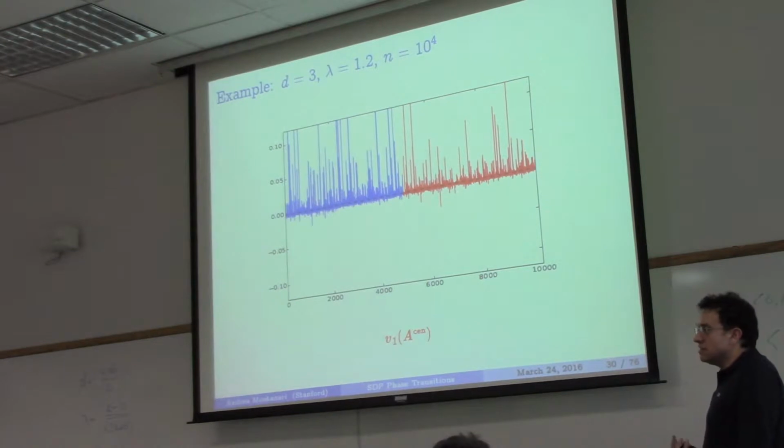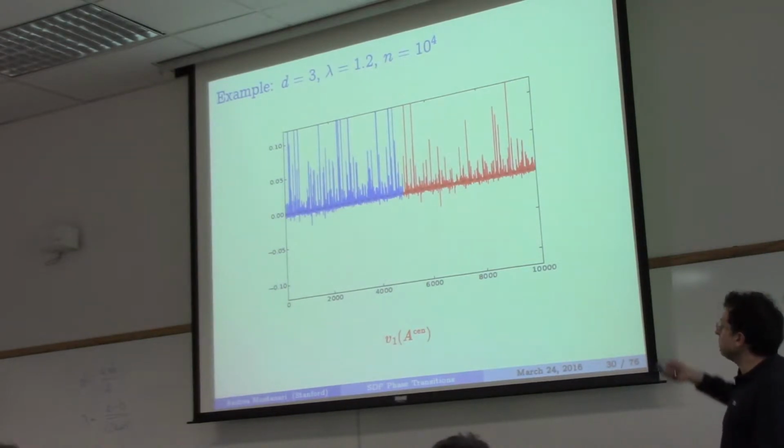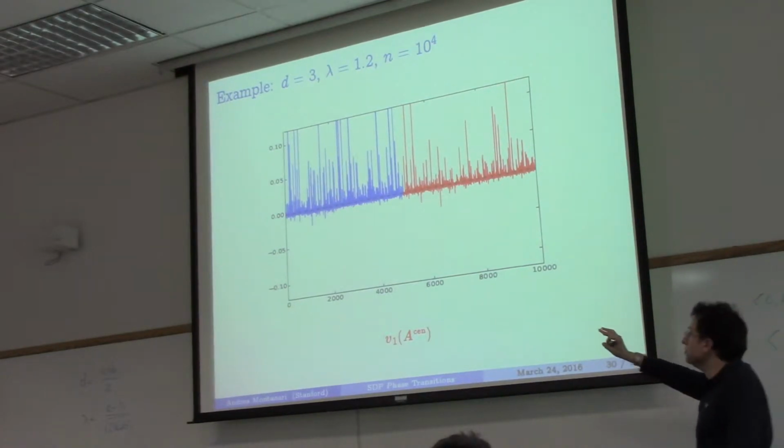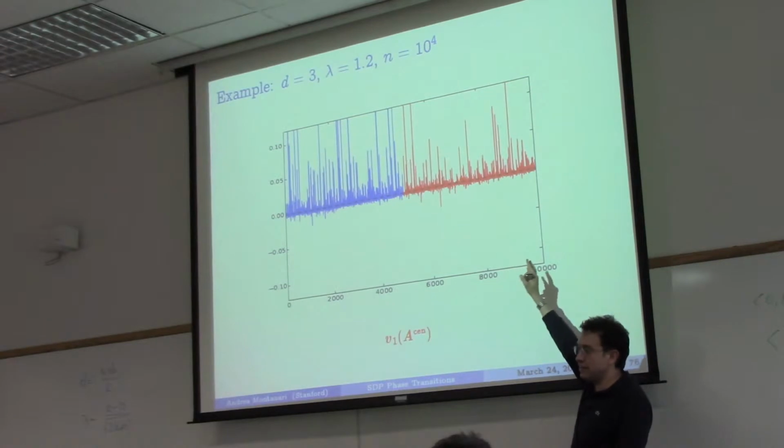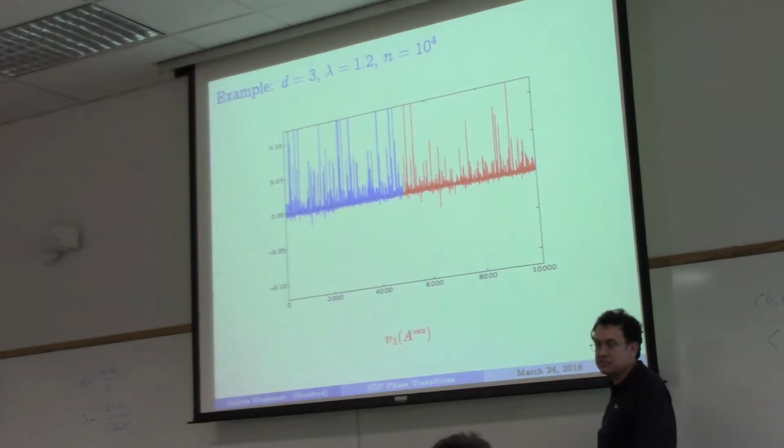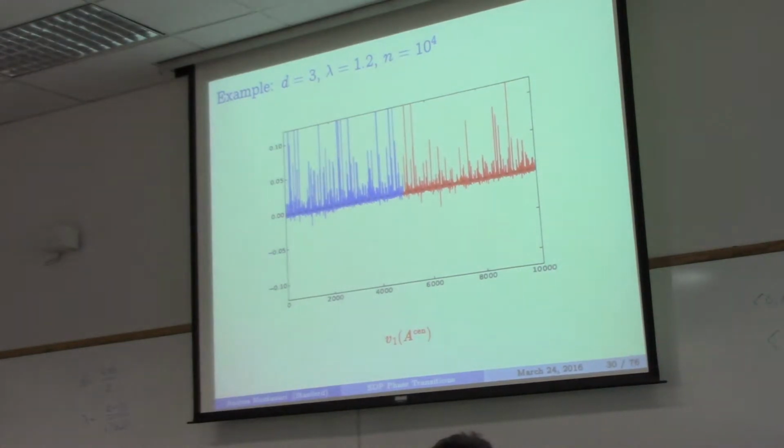Well, if I take small degree, here is degree 3, what happens is that there is this very weird and erratic noise, and you can check that this noise is due to the fact that you have vertices of very high degree. These spikes are vertices of high degree. Okay, so this is why naive spectral clustering fails.